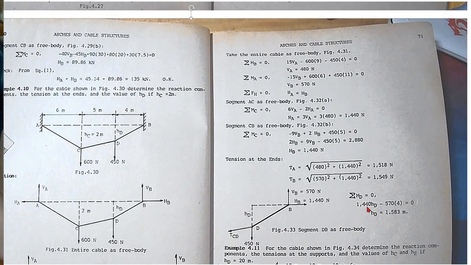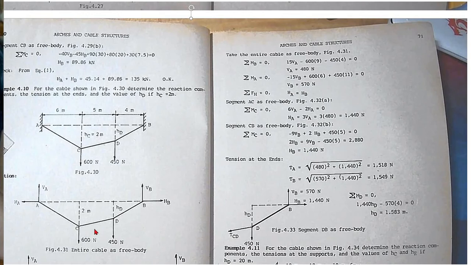So we only have HB and VB. Okay, so 1440 times HD, yan yung horizontal reaction. Minus 570 times 4. Yung 570 na yan, yan yung vertical reaction at B. Its lever arm is 4 meters. Minus, dahil magka-counterclockwise siya, is equal to 0. So from here, HD is equal to 1.583.